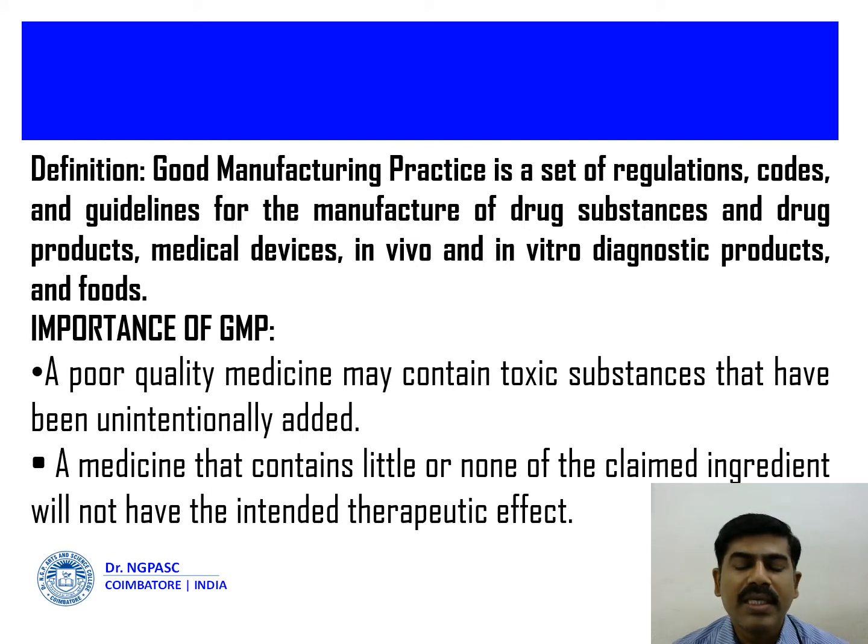So it is also a risk in pharmaceutical product manufacturing. Good manufacturing practice is the set of regulations, codes and guidelines for the manufacture of drug substances and drug products, medical devices, in vivo and in vitro diagnostic products and foods. So what is the importance of GMP? Poor quality medicines may contain toxic substances that have been intentionally added. Medicines that contain little or none of the claimed ingredient will not have the intended therapeutic effect.